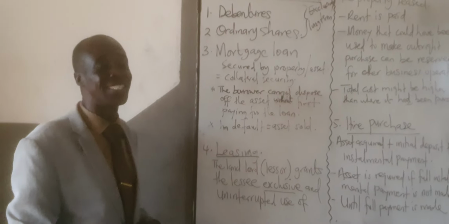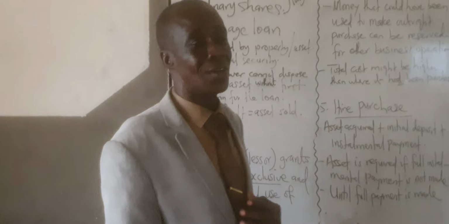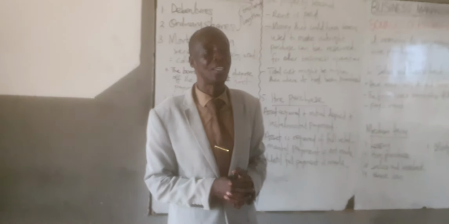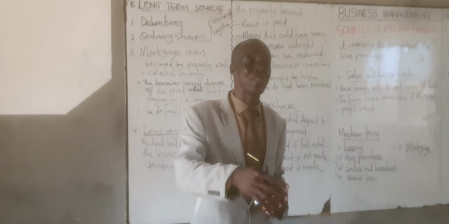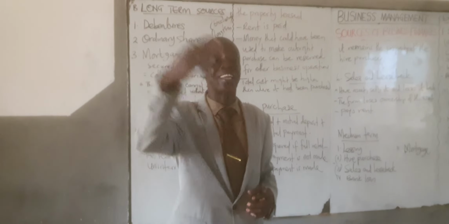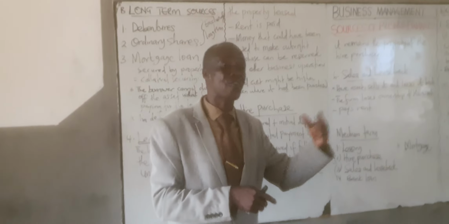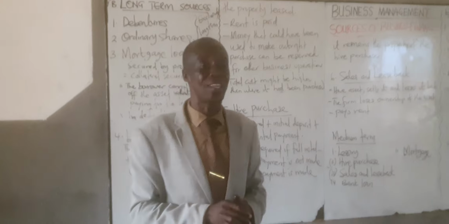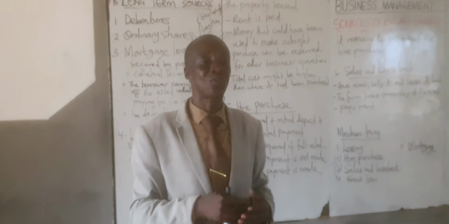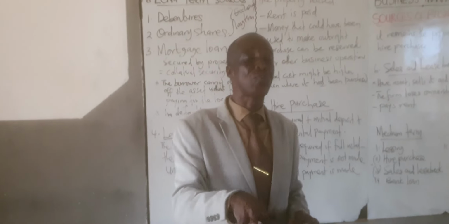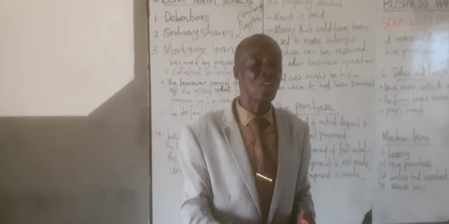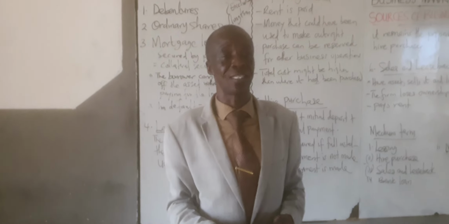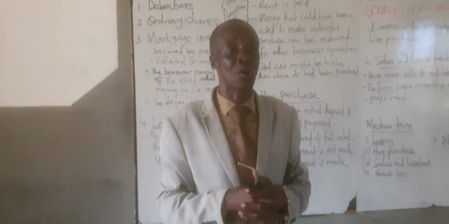The next one is leasing. Very simple, leasing. Now, you have been hearing people say, I have rented a house, I have rented a room. That one is so clear to you. That is what we are talking about. That is what you call leasing. But the money you pay is rent. When you lease an asset, when you lease a property, what you pay is what we call rent.